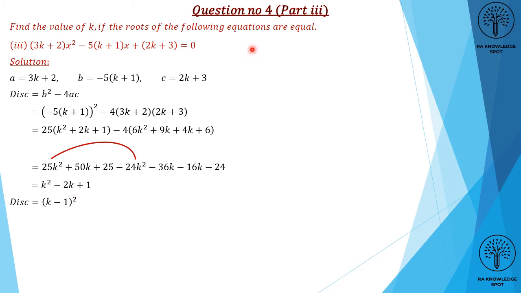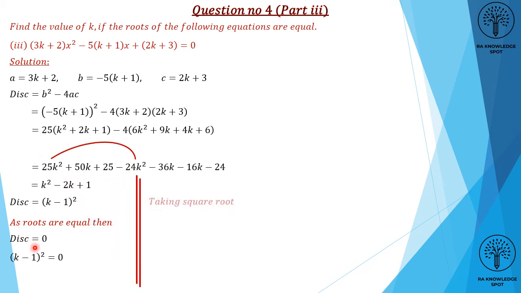Now as the roots are equal, we can say disk is equal to 0. And one thing more you can keep in your mind, that you have to find the value of k. Now as the roots are equal, then disk is equal to 0. If disk is 0, it means this value is actually 0, so just put the 0 here. Now how can you finish this square? You have to take the square root, taking square root both sides. Now the square will be cancelled. The value of k is 1.